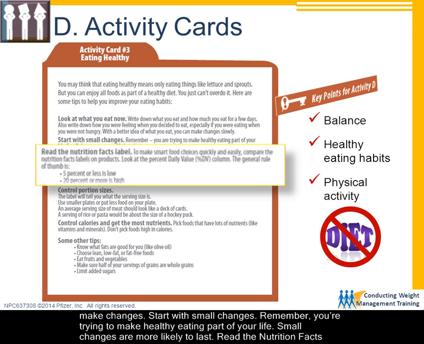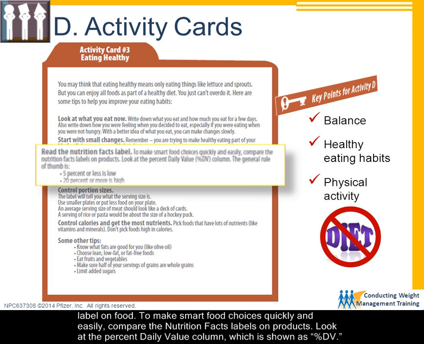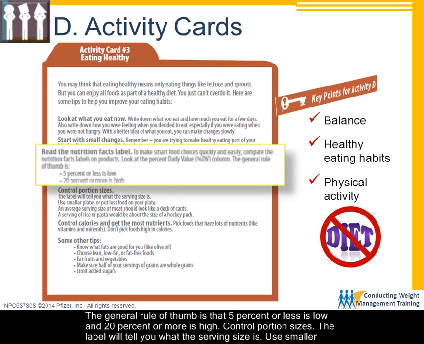Read the nutrition facts label on food. To make smart food choices quickly and easily, compare the nutrition facts labels on products. Look at the percent daily value column, which is shown as percent DV. The general rule of thumb is that 5% or less is low, and 20% or more is high.